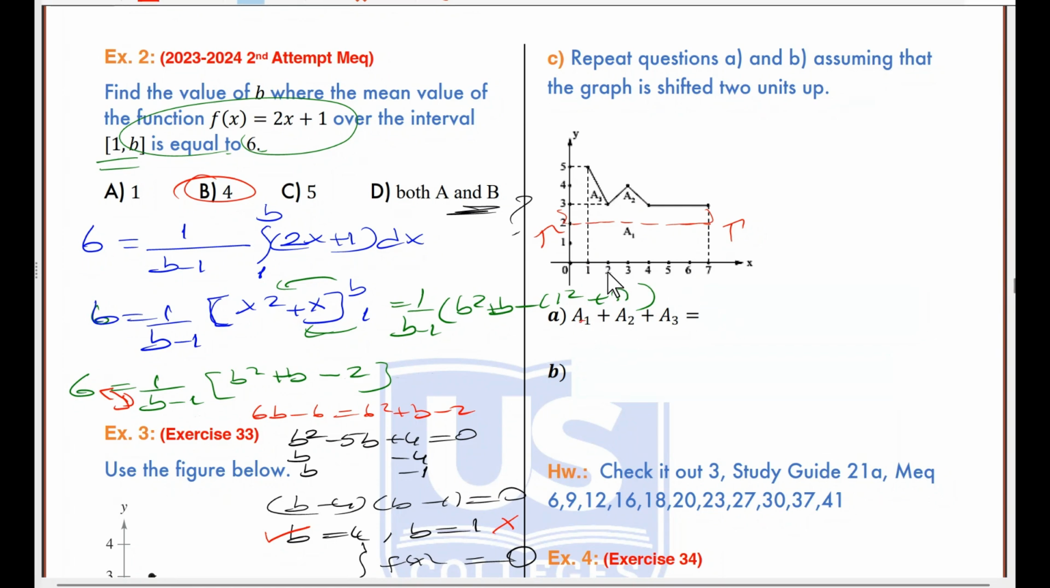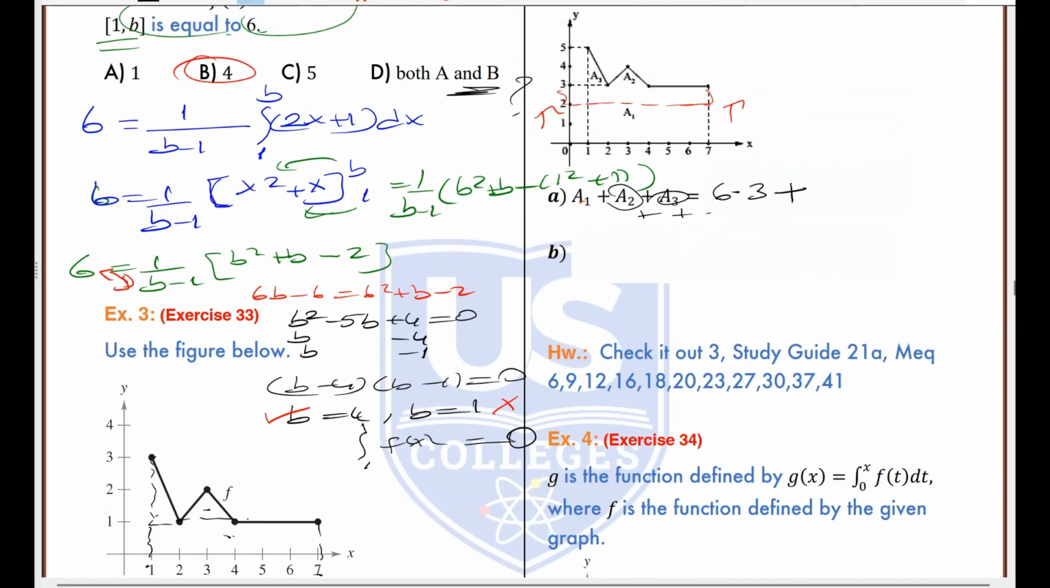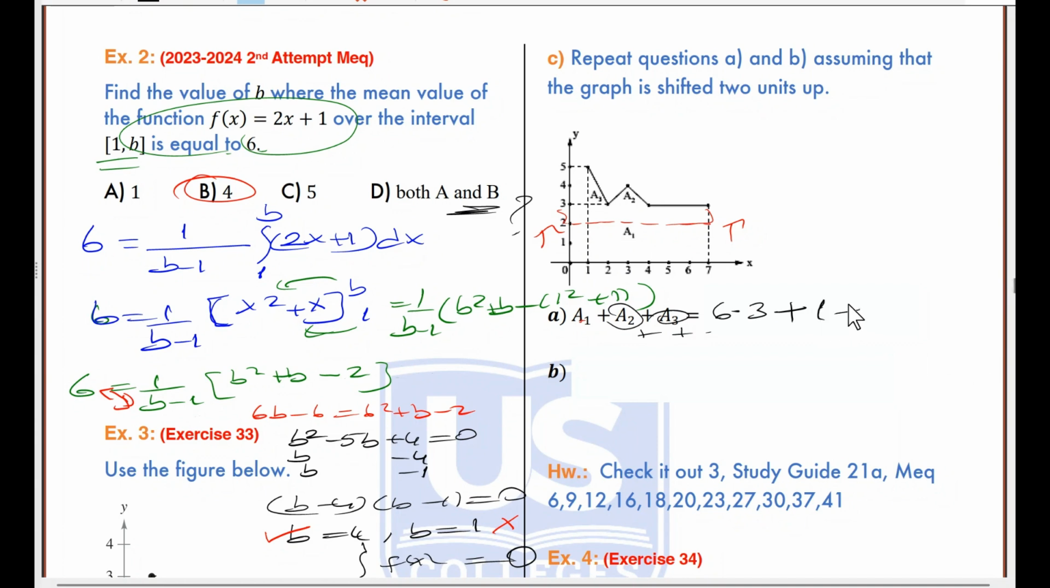Area of the rectangle is base, which is 6, times its height, which changes. It was 1 at first, now it became 3 because you moved your graph 2 units up. So it's now 6 times 3, plus the areas of the triangles, which are the same as in the first part, 1 and 1. So 6 times 3, 18. 18 plus 2, 20. Okay, this is the area under the new figure.